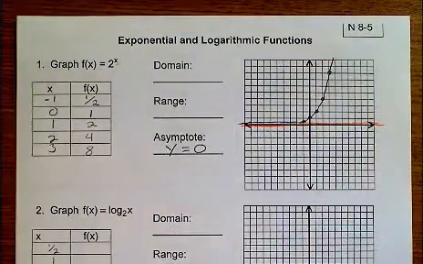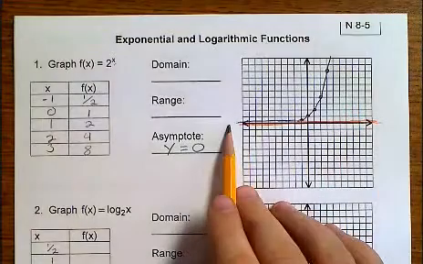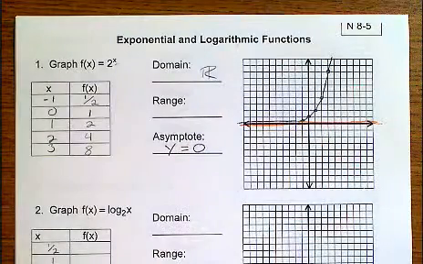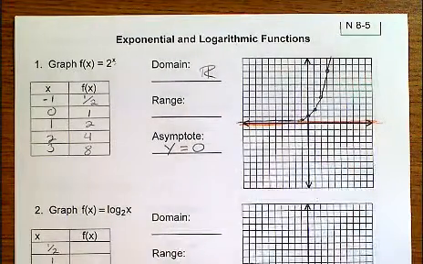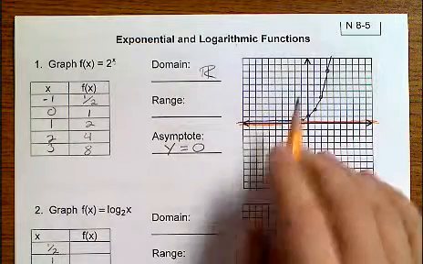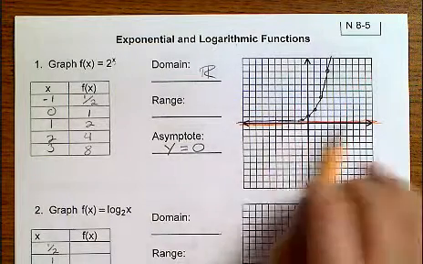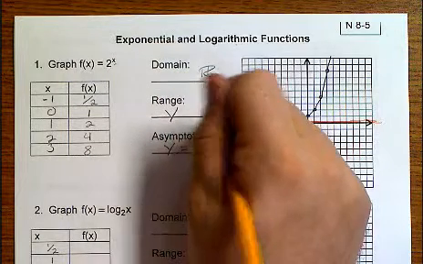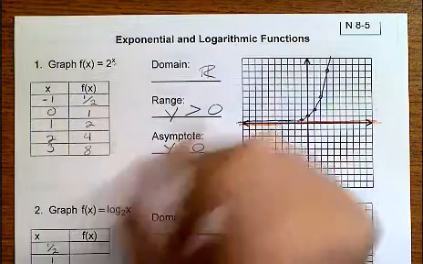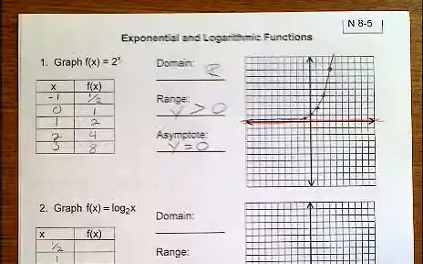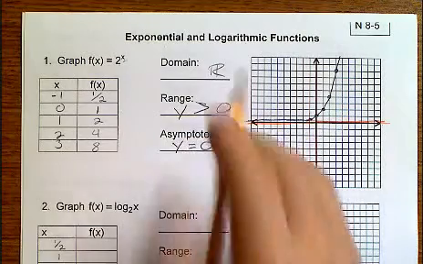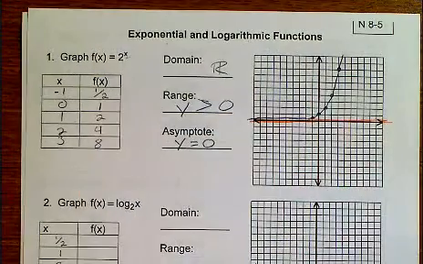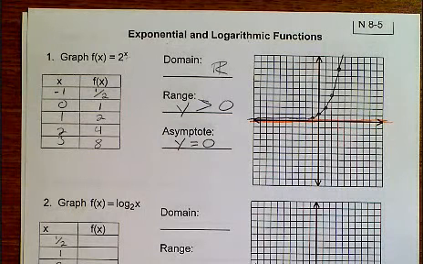Now, for our domain, we go forever to the left, we go forever right. It's all real numbers. But for our range, while we go forever up, we come to a stopping point. We never hit 0. And because we never hit it, we cannot say equal to. We must say simply that y is greater than 0. So that is a parent version of the exponential function, 2 to the x.